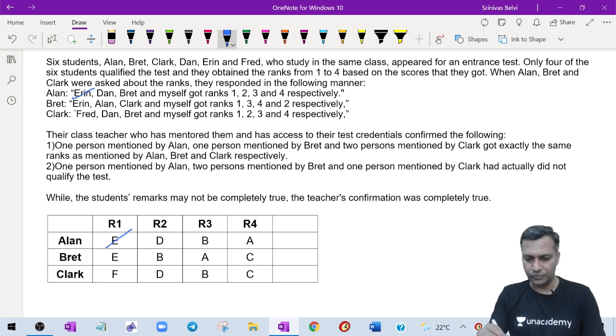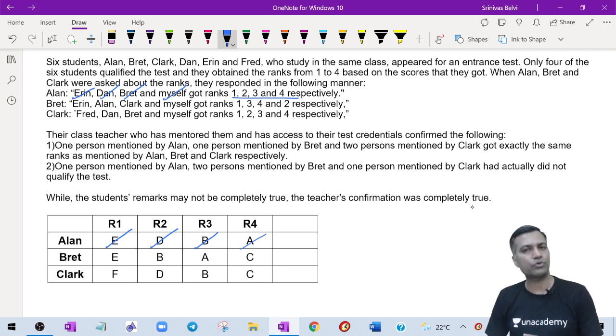That's what I mentioned here. Dan got the second rank, I mentioned here. Brett got the third rank. Myself is referring to Alan, who got the fourth rank. That's what he said: one, two, three, four, respectively.